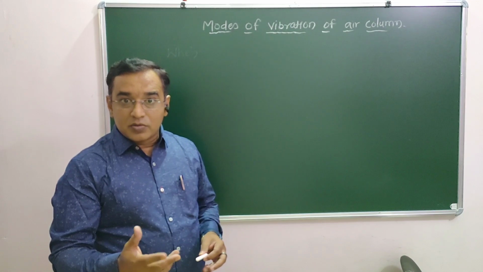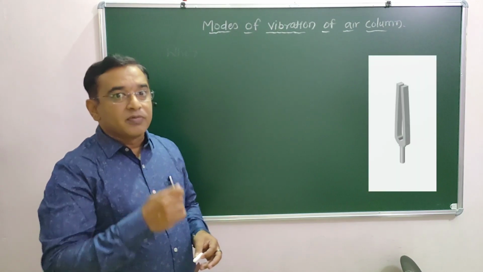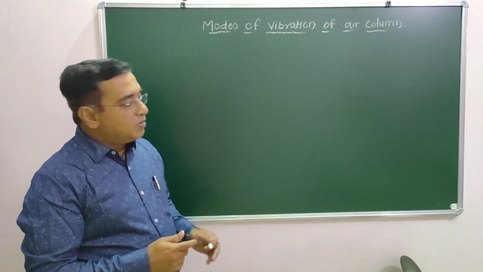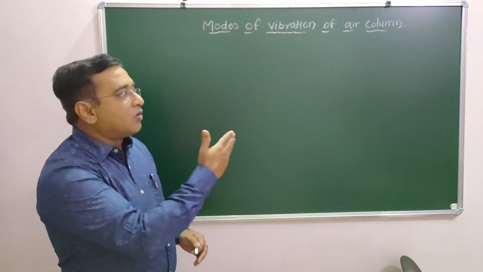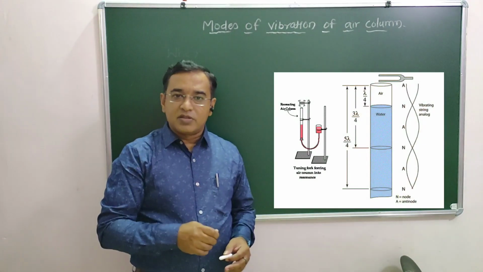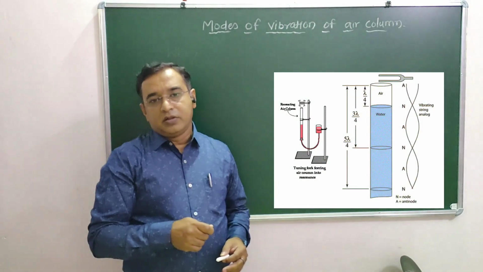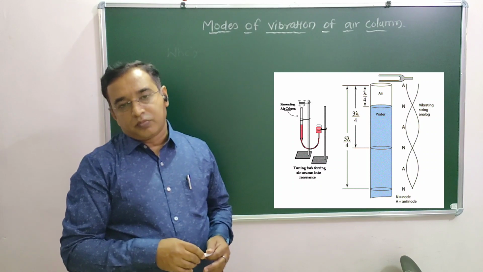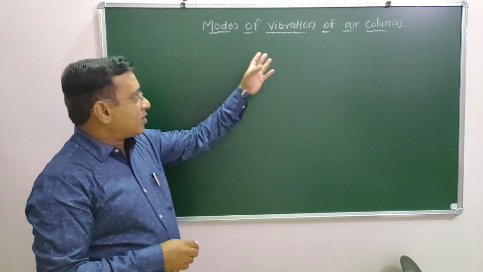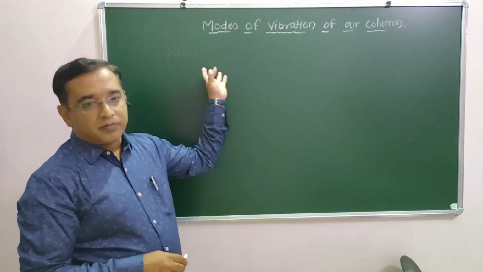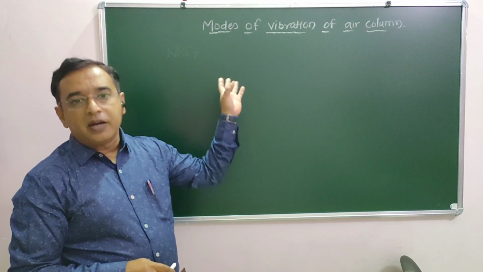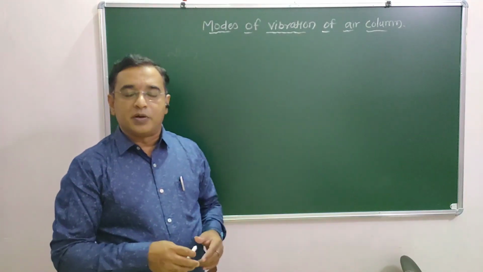Frequency can be passed using, we say, a tuning fork. See the tuning fork and the tube before you. See the tube now, and inside that tube I'm going to pass this frequency by vibrating the tuning fork, and it passes inside the tube. Now there are two phenomena we are going to study: modes of vibration of air column when one end of the tube is closed and when both the ends are open.